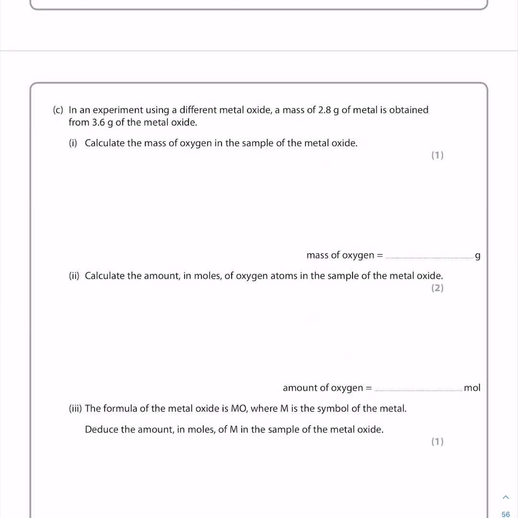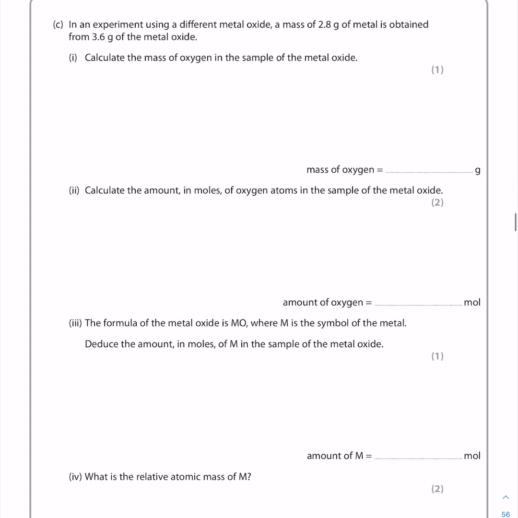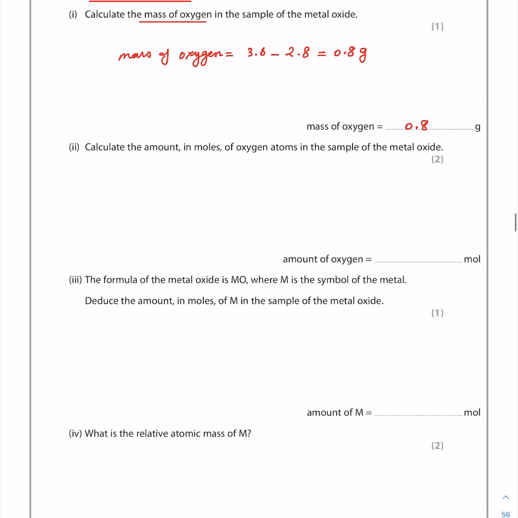Question C. In an experiment using a different metal oxide, a mass of 2.8 gram of metal is obtained from 3.6 gram of metal oxide. Calculate the mass of oxygen in the sample of metal oxide. Mass of oxygen is equal to 3.6 minus 2.8, which is 0.8 gram.